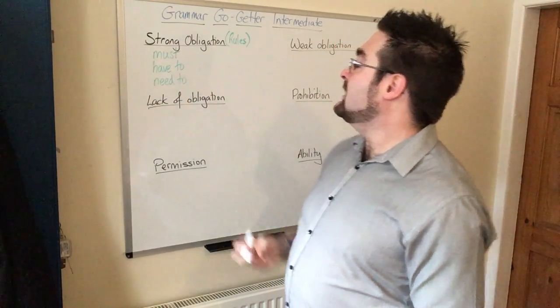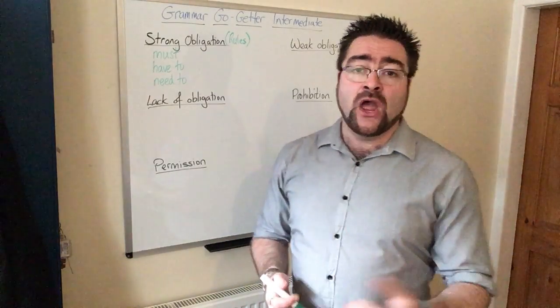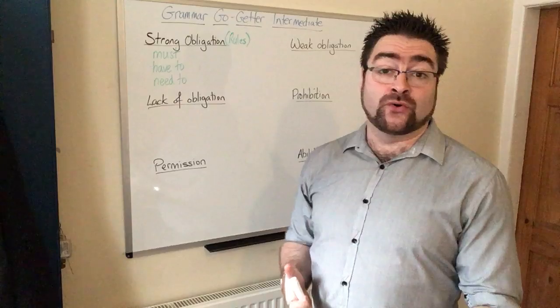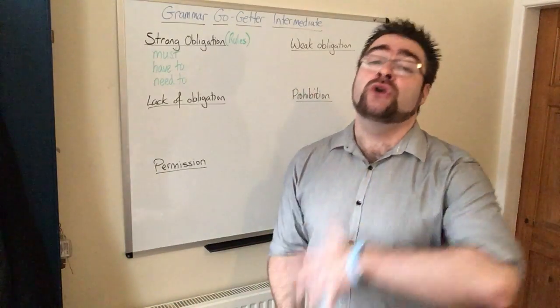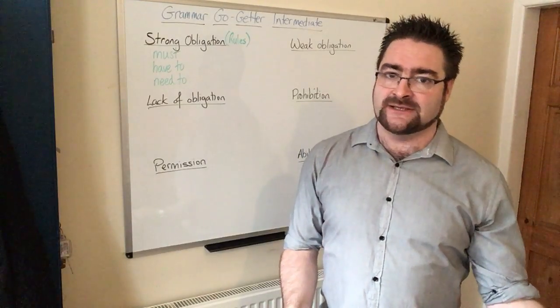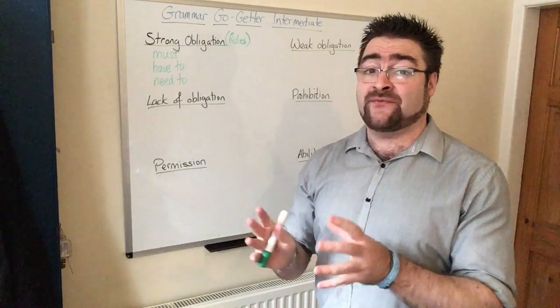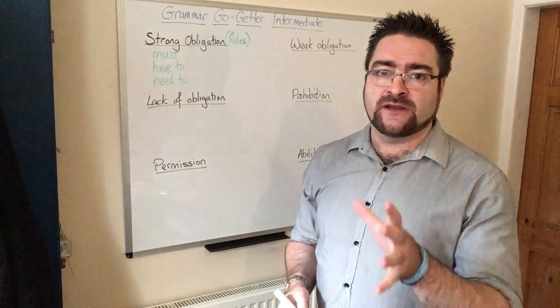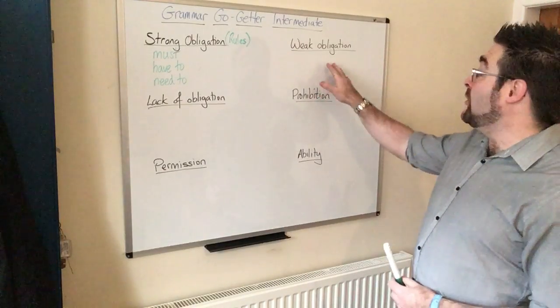and need to. Okay, so for example, when you go to school, you must pay for your course. If you don't pay for your course, something bad will happen. You will not be allowed to attend your lessons. Okay, and we're going to look at the difference between must and have to in another short video very soon. Okay, then we move on to weak obligation.